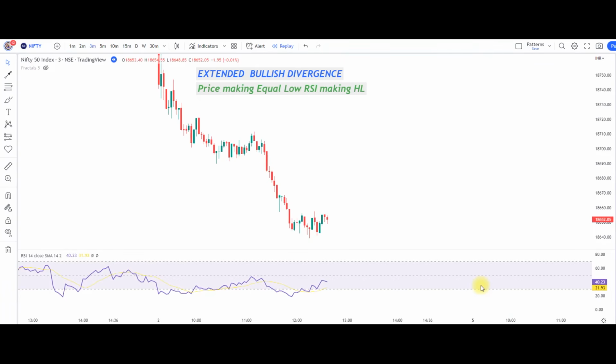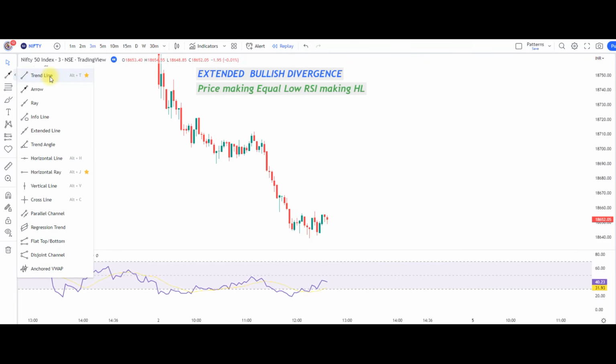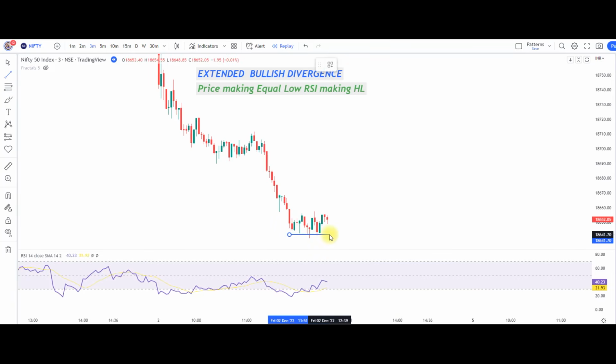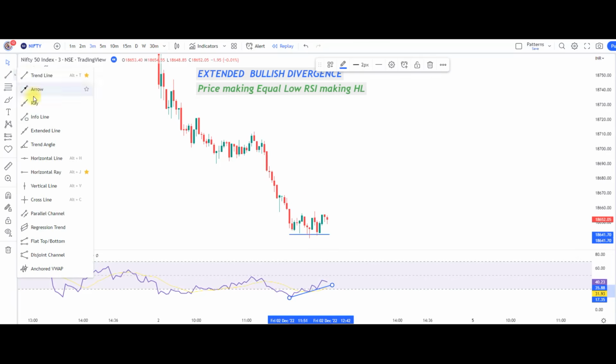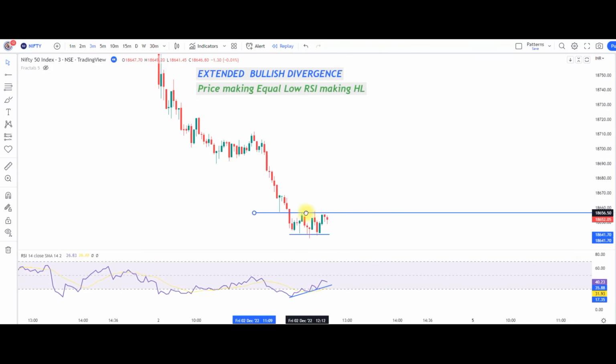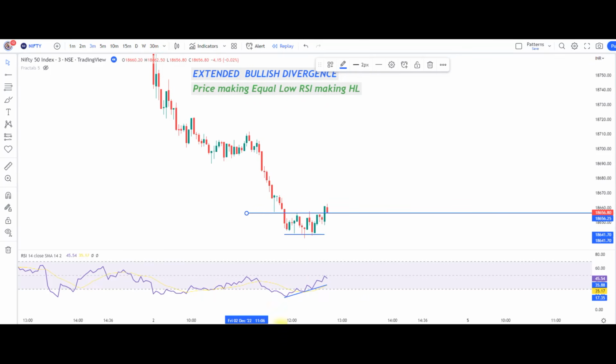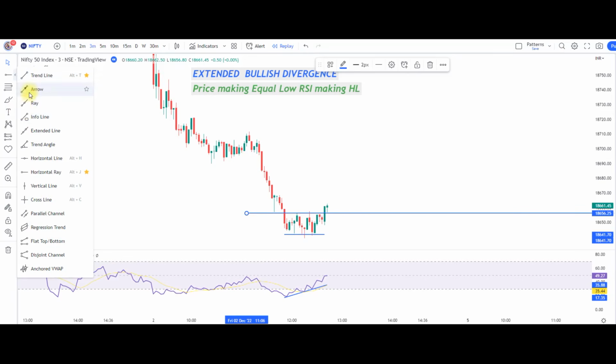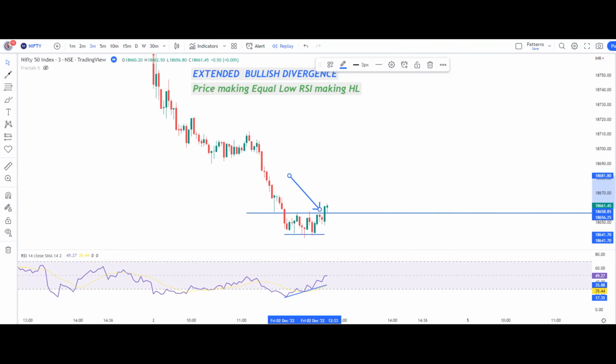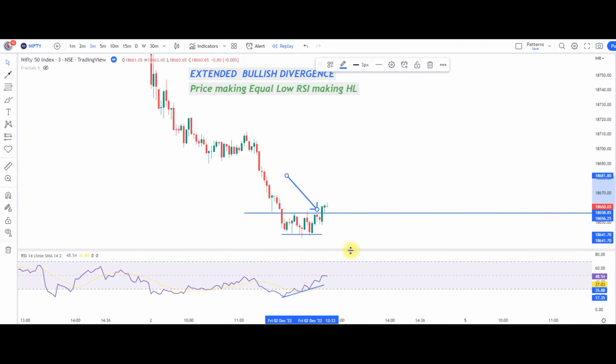Next one, we can see the extended bullish divergence, which means price is flat and RSI is making higher lows. Here we can see that price is flat and RSI is making higher lows. So you can always enter into the trade above this level, because here we can see one resistance level. Once this level is taken away, you can enter into the long trade. Above this green candle, we got the entry. Okay. Now we can see how our trade is going on.